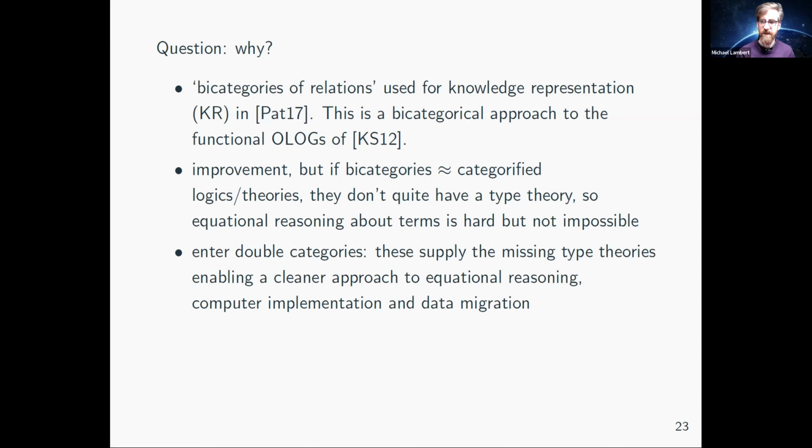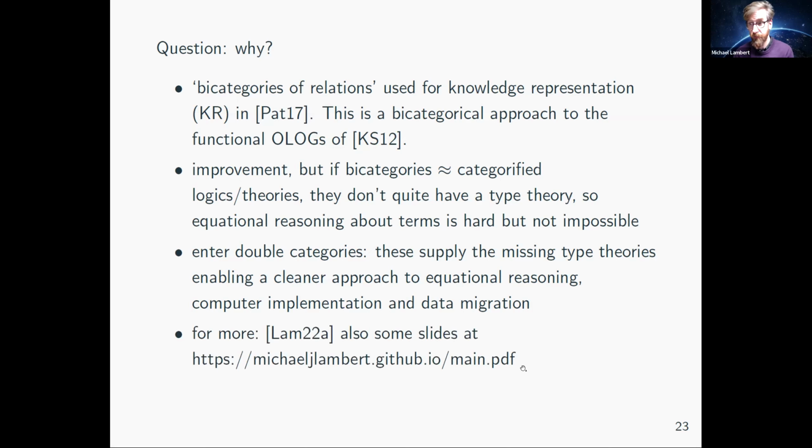So I'm thinking of these as sort of supplying the missing type theory for the bicategorical viewpoint in knowledge representation. This makes equational reasoning way easier. It makes computer implementation easier. And ultimately, I want to use it for data migration. Some of that's on the agenda. Some of it is worked out.